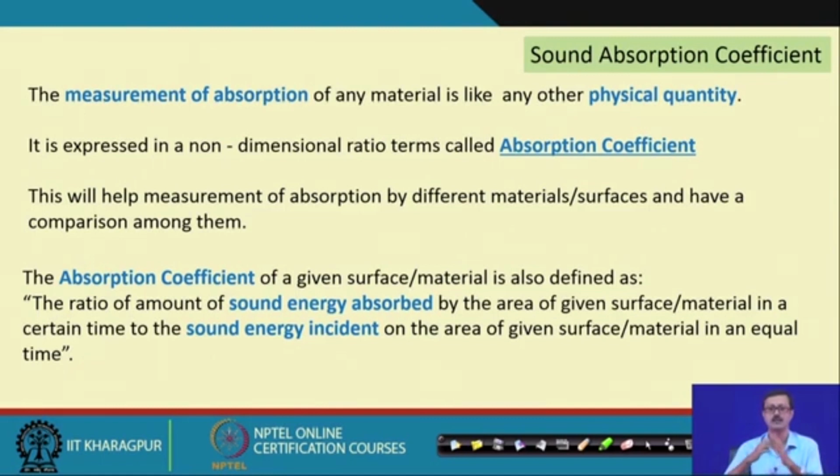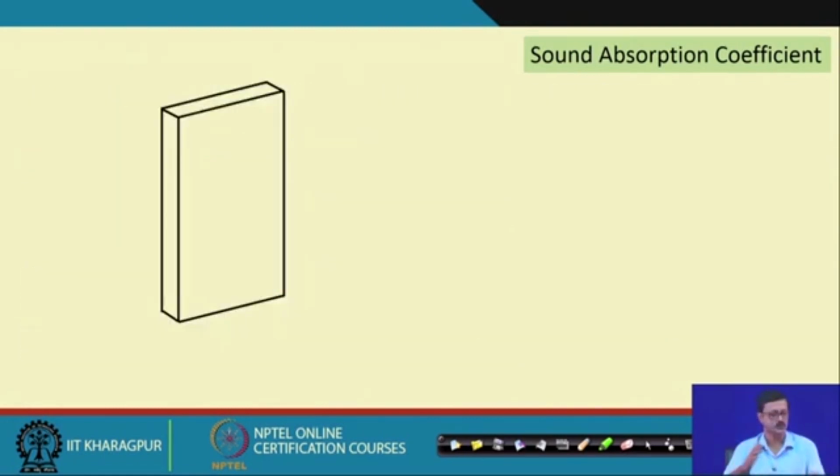As I know, the incident energy is equal to the reflection plus the absorption. So, definitely the absorption will be a little less than the incident. So, the value of the absorption coefficient will not be more than 1; it lies between 0 and 1.